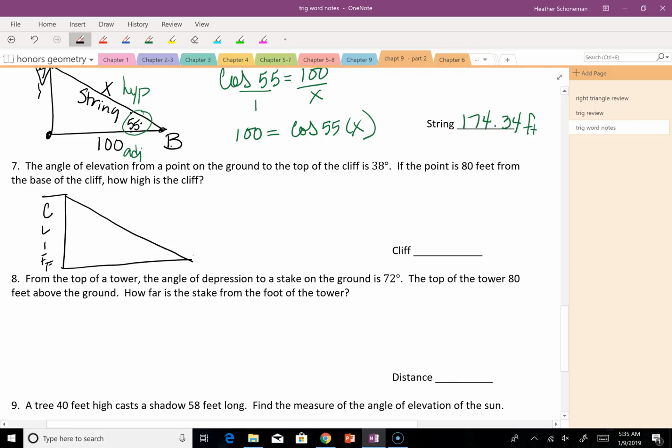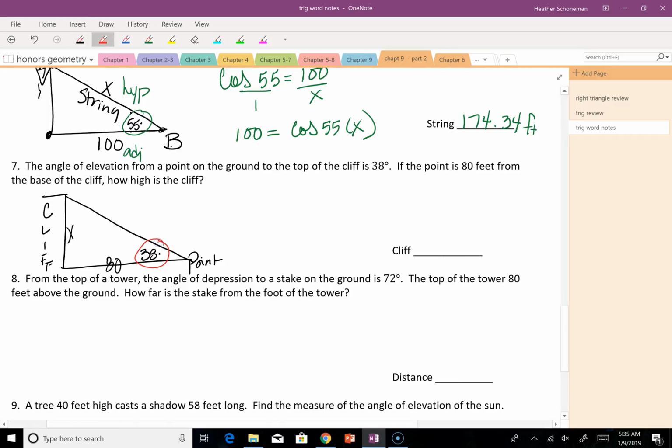The angle of elevation is 38 degrees. It always goes in the bottom right for elevation. If the point on the ground is 80 feet from the base, well, the base of the cliff is the bottom, so this is going to have to be 80. We want to know how high the cliff is. Here's the cliff, so what we're solving for is our x.